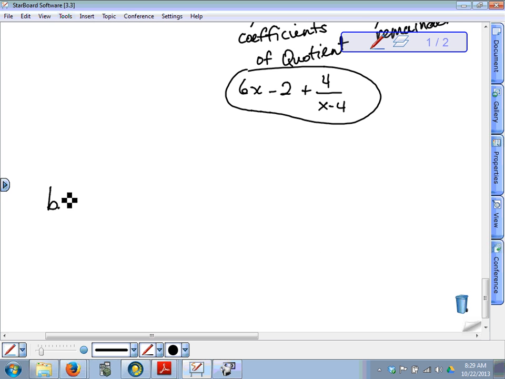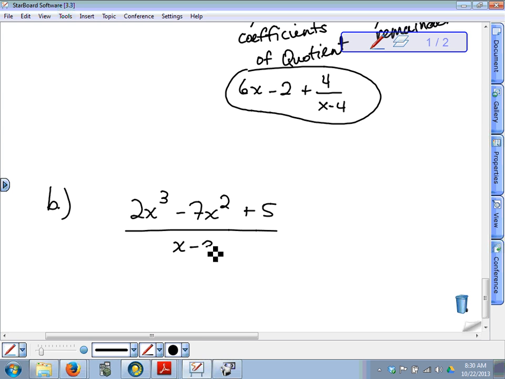Let's try another one. Part B. Two x to the third minus 7x squared plus 5 is going to be divided by x minus 3.